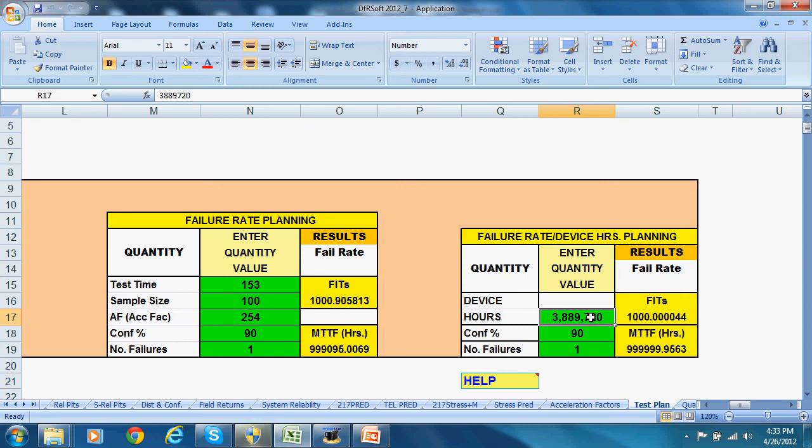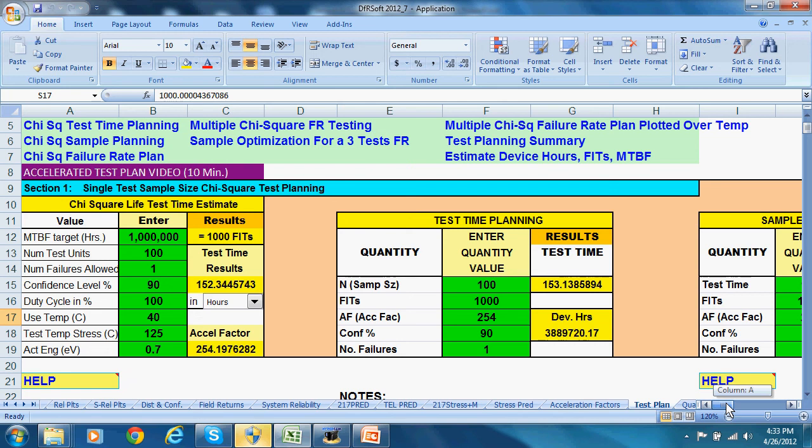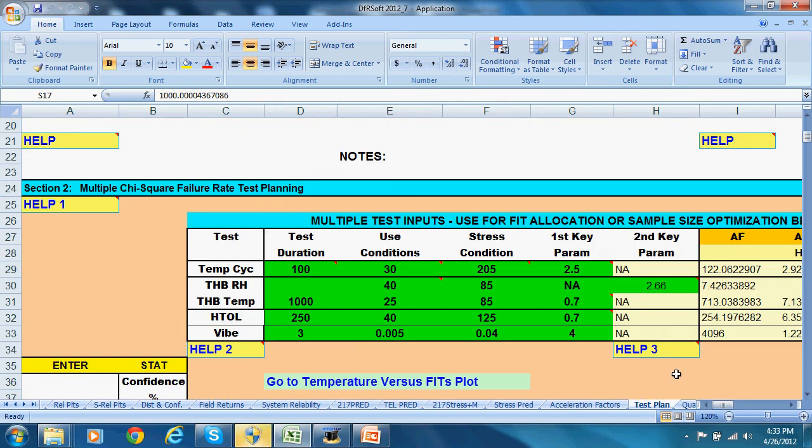Well, you can combine and add device hours for the two tests, and that'll tell you that the two tests for that many device hours is 1,000 fits. The next estimator is multiple chi-square testing.